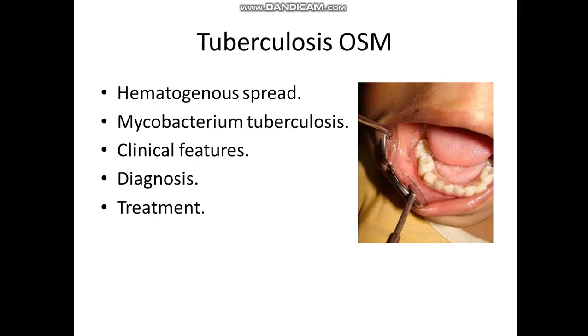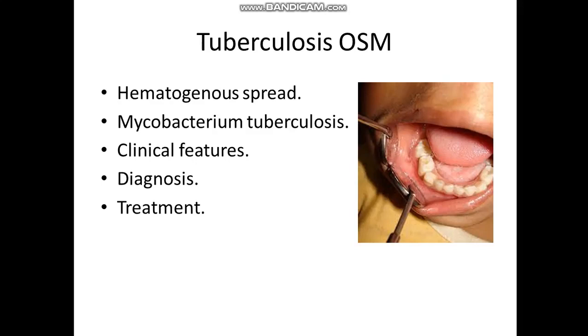But if there is a breach in the oral mucosa, or if there is an incision or wound injury, in this case it may facilitate the spread of infection by direct inoculation of the Mycobacterium to the jaw bone. But usually, Mycobacterium tuberculosis spreads through the hematogenous route from the lung to the jaw bone.